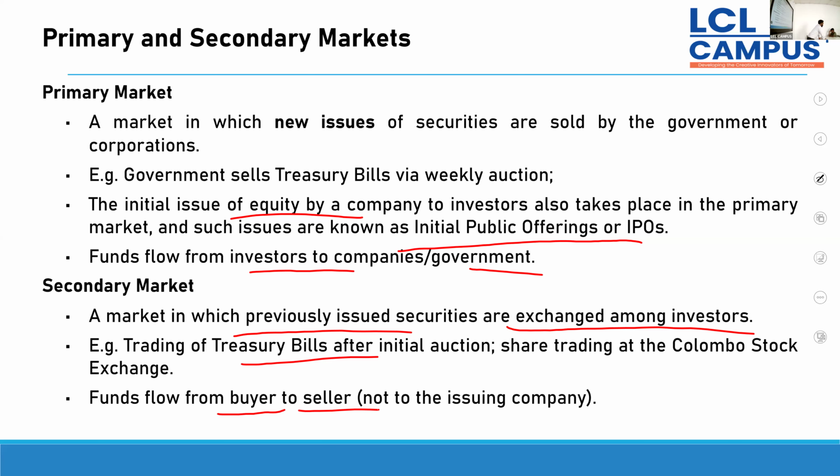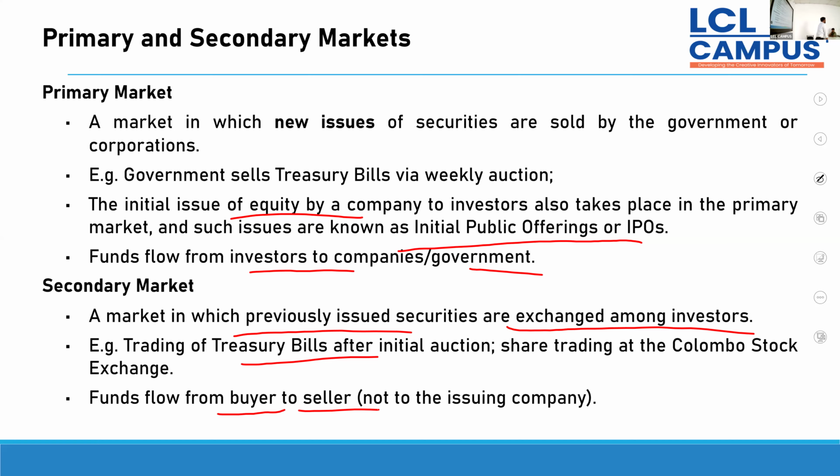And what are the other types of markets? Primary market and secondary market. What is the primary market? Yes, the primary market is the place where new securities or new issues are sold.